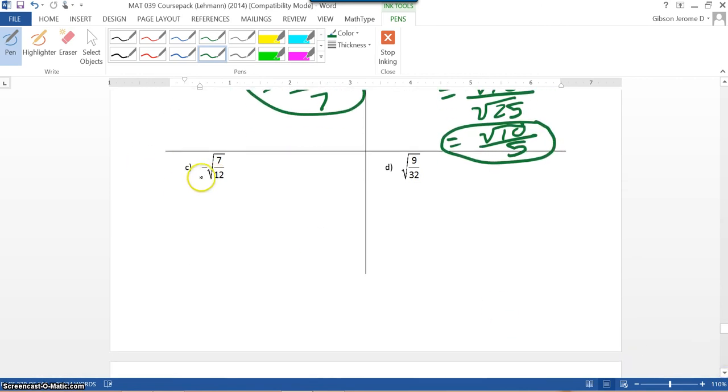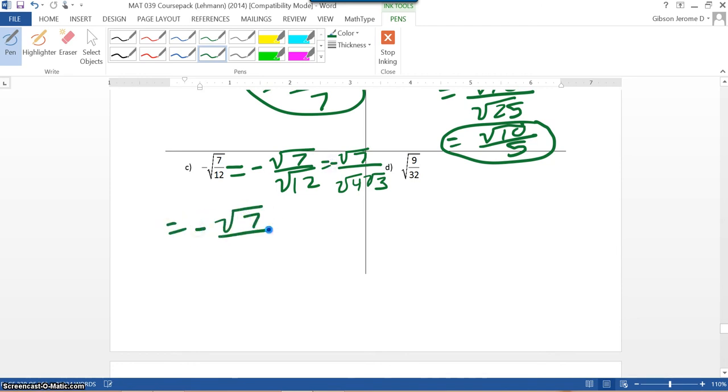Now we go here to C. We have negative square root of 7 over 12. We still do this like we did the other problems, except we have to carry over this negative sign. So it'll be a negative square root of 7 over square root of 12. Now, the square root of 12 actually has a perfect square in it, which we know is 4. So we have the square root of 7 all over the square root of 4 times the square root of 3. The square root of 4 is 2. So we need to carry that negative sign over. We have the square root of 7 over 2 times the square root of 3.